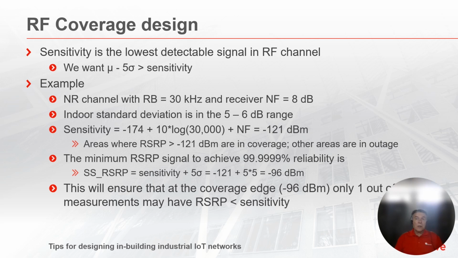At the very edge of the coverage, in the areas where it is minus 96 dBm, 1 out of 1 million measurements will be less than that, and that means that we will have a signal that is not going to be detectable. So that is how we translate the desired reliability into coverage. Let's now take a look at the capacity.